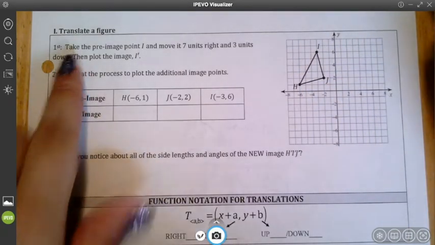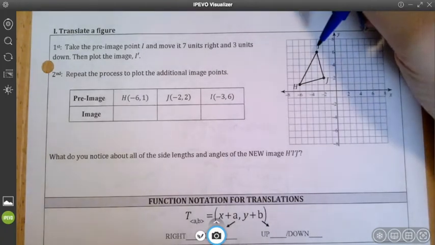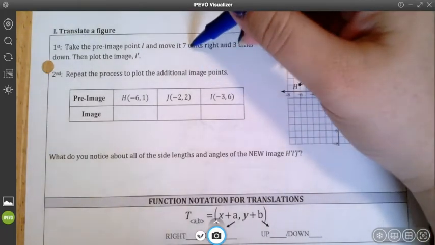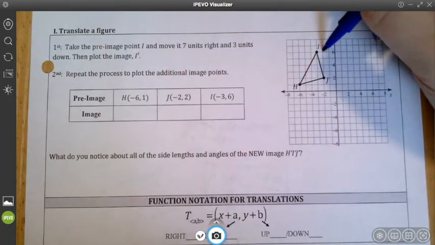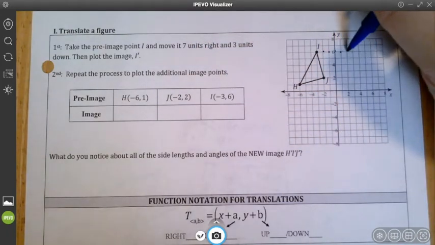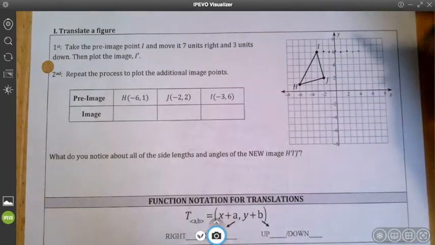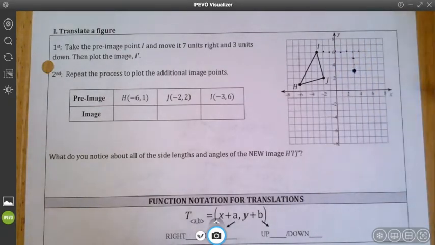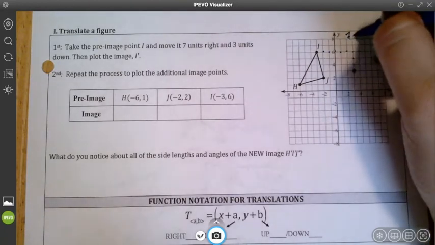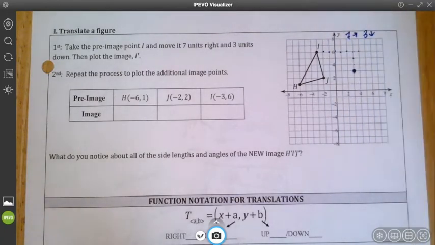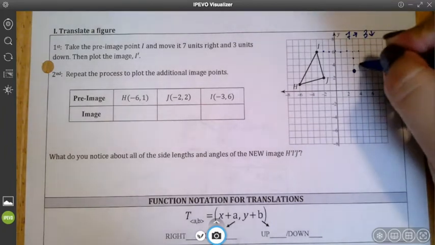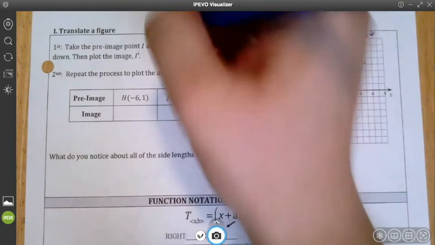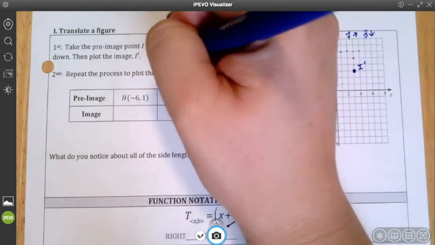So our first step, we're going to take the pre-image or the original point I, that's this one up here, and move it 7 units right. So we're going to take it and we'll go 1, 2, 3, 4, 5, 6, 7 units right and 3 units down. 1, 2, 3. So we went 7 right and 3 down. And this we'll call I with a little apostrophe. We say I prime.